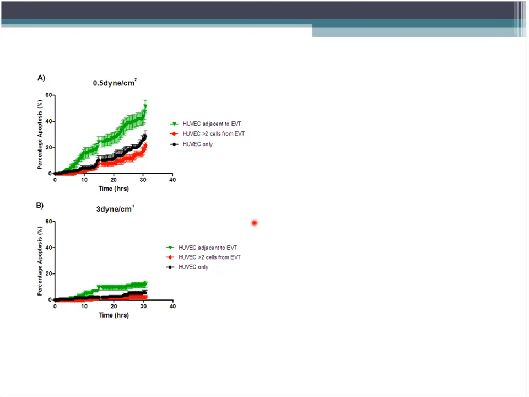We actually repeated this with primary isolated extravillous trophoblasts. Those are the trophoblasts that grow out of the placenta. We were able to digest early trimester placentas and use these cells in the BioFlux culture as well. And this showed the same effect of trophoblasts inducing apoptosis in adjacent HUVECs, reducing as the shear stress increased. In fact, this effect was even more prominent when we used primary cells, which was very nice.